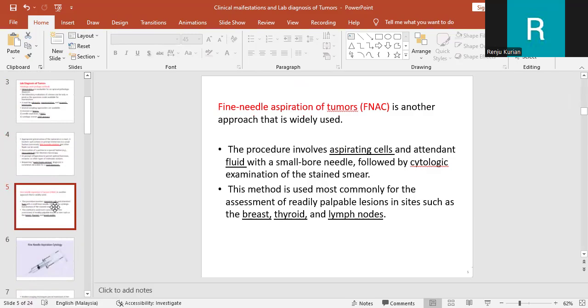Fine needle aspiration cytology or FNAC is the first line investigation for the diagnosis of a neoplasm. It's a very simple, reliable technique, which can be used for superficial swellings as well as for deep-seated neoplasms. It is commonly employed in breast, thyroid, and lymph node lesions.